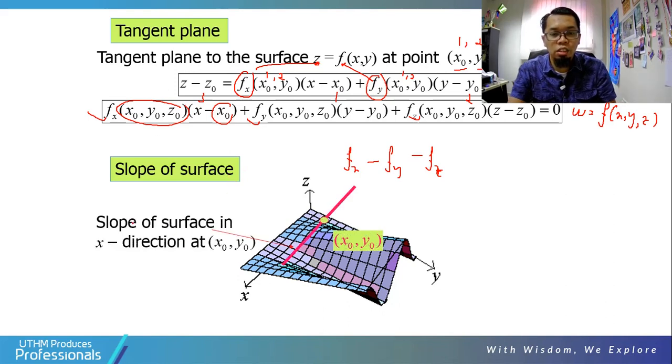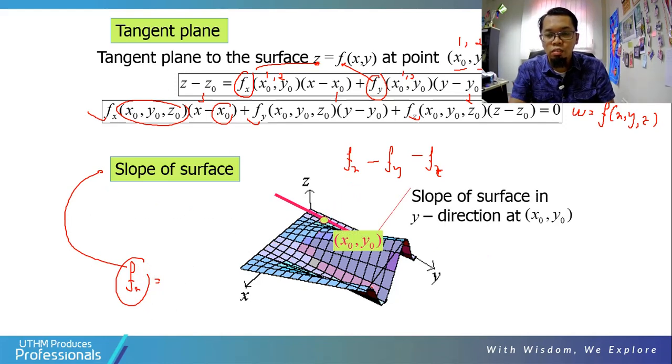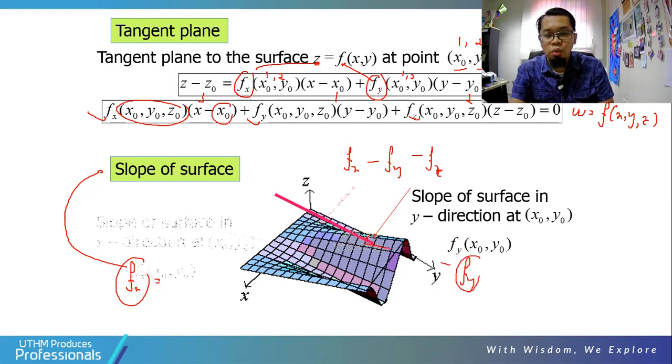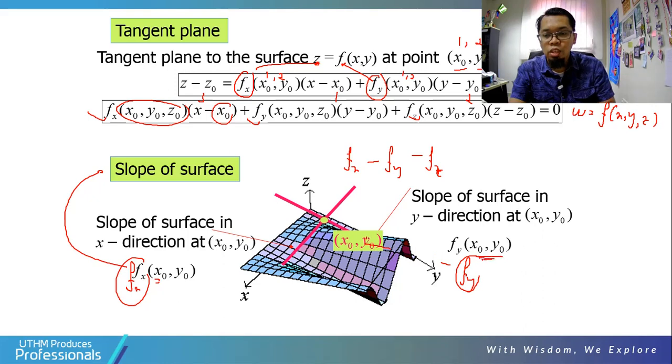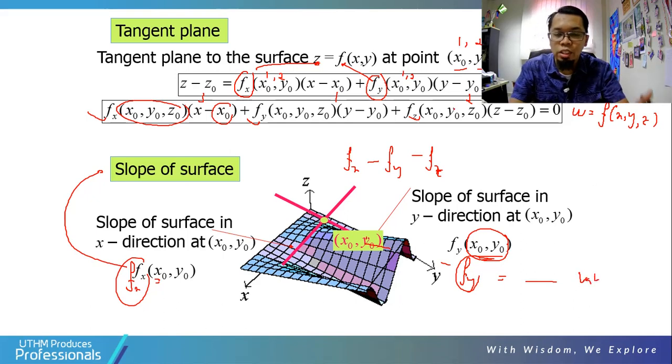So the slope of the surface in the x direction, you need to find the partial fx. To get the answer, this one represents the slope of the surface. For the y, you need to determine fy. This one is the slope for y. So you substitute the point, and then you get the value. The value represents the slope of the surface.